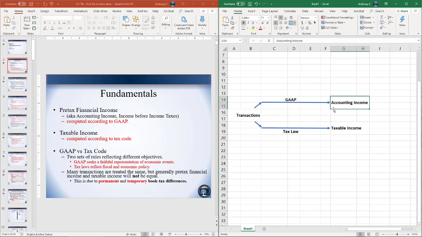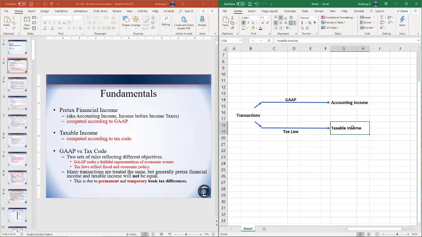The other set of rules we use is the tax code or tax laws. The point of tax laws is to ultimately push forward fiscal and economic policies. So under tax law, we'll take the transactions and compute what is known as taxable income. The basic idea here is since GAAP and tax law have different purposes, generally, accounting income is not going to equal taxable income. The biggest difference is under GAAP, we use an accrual basis, and under tax law, we end up using, for the most part, a cash basis.